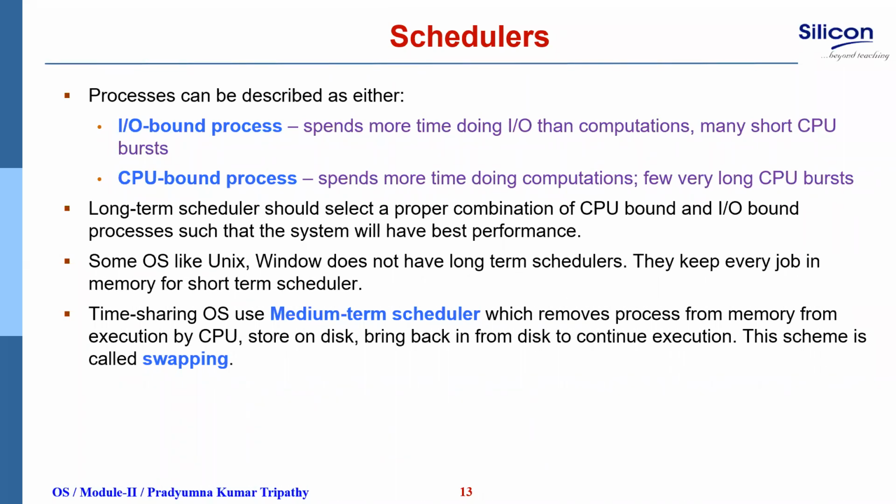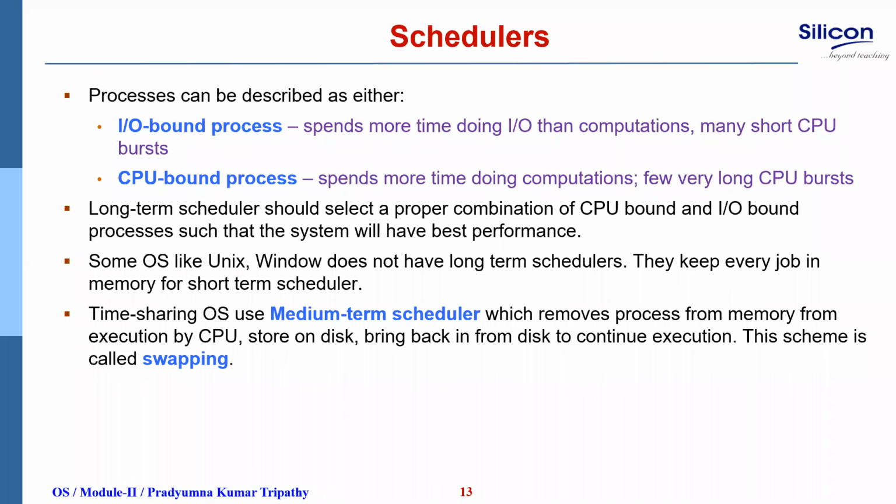The long-term scheduler should select a proper combination of CPU bound and IO bound processes. Say one process is CPU bound, another process is IO bound. If these two processes are selected, then I will have better CPU utilization, because whenever IO occurs, I may send the CPU bound process for execution. Whenever the CPU bound process is running and IO is required, at that time I may send the IO bound process for operation. So we will have a combination of CPU bound and IO bound processes.